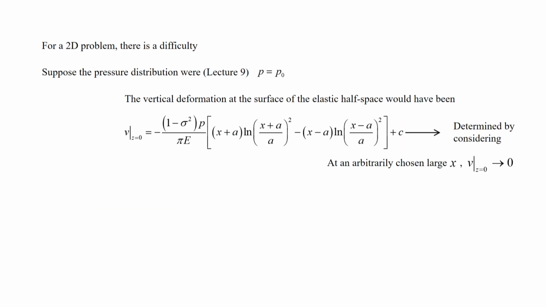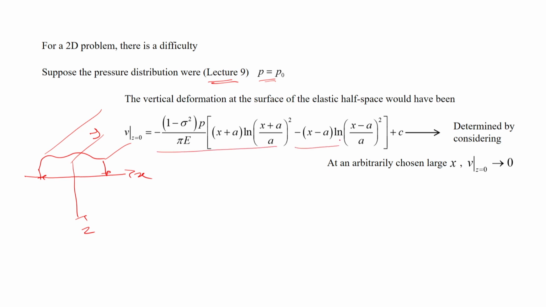The problem is something like this. Let us say that it is a 2D problem, the plane strain approximation that we had considered, and let us say that there is some kind of load distribution on this surface. Remember that plane strain approximation means this is the z axis, this is the x axis, and this is the y axis. Along the y axis I have considered this plane strain approximation. This is what, in lecture 9, if the load p is equal to a constant p0, I had derived there the vertical deformation at the surface of the elastic half space like this. You can go back to lecture 9 and you will see that we have derived this, as long as p is equal to p0.